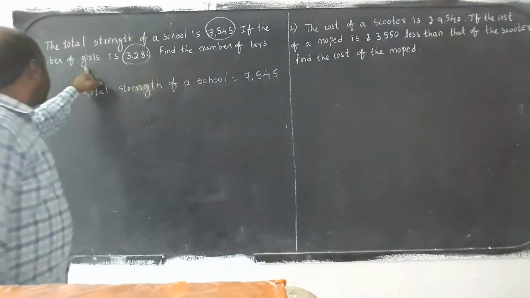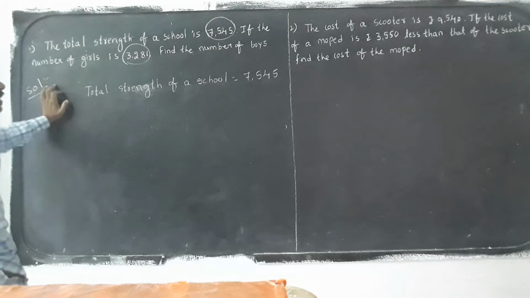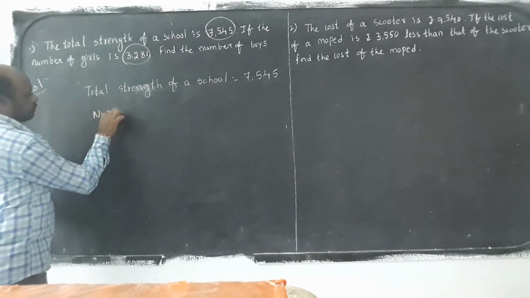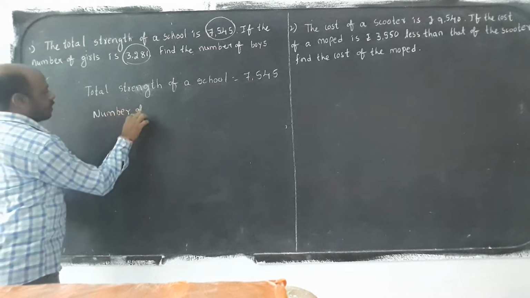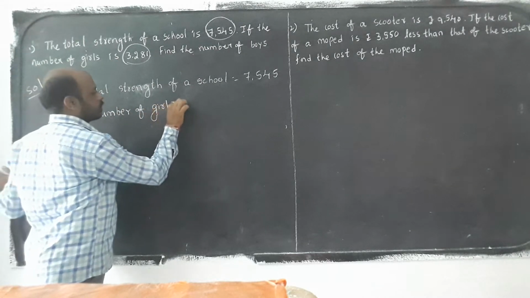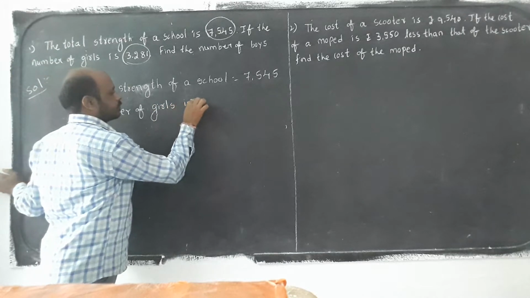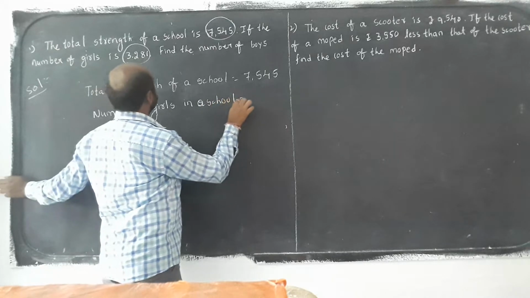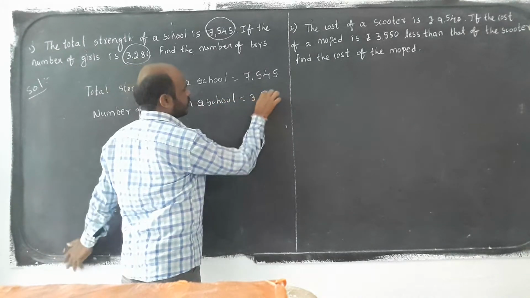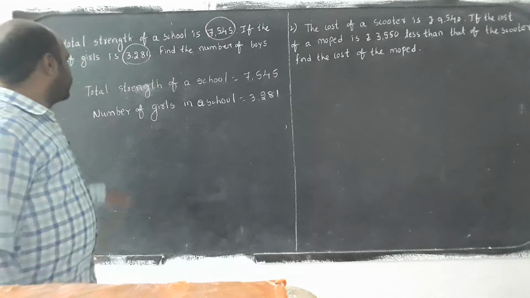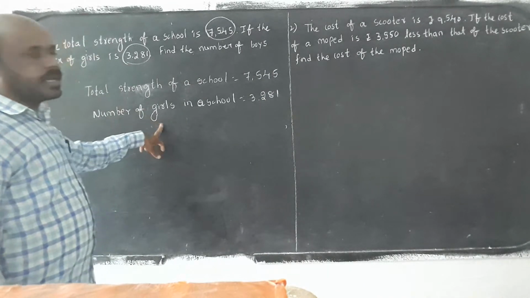Second statement is about the girls. Number of girls in a school is how much? That is 3,281. See, total strength minus girls will become the boys.